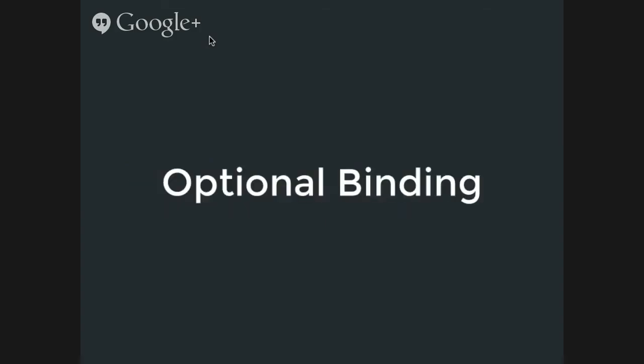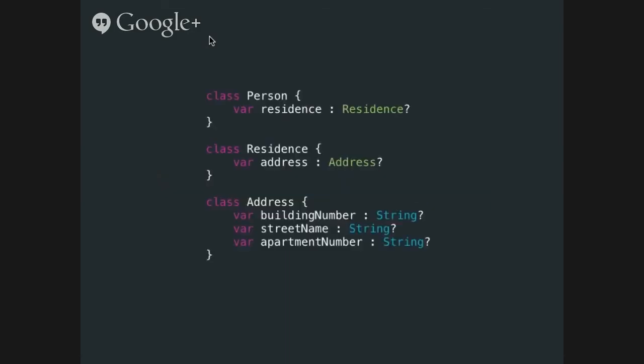So this is something called optional binding, right? Let's take a better example here. You have a class called person, residence, and address. If you look at all the properties, they are all optional. Residence is optional, address is optional, all these values are optionals. So it can go wrong at any point. So what will you do?